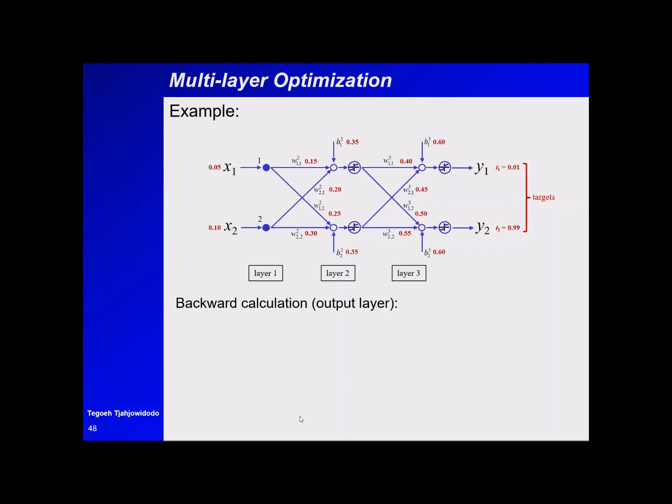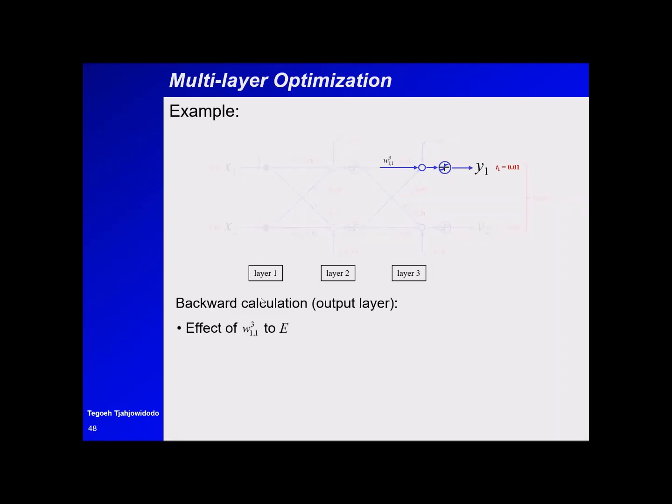And then we need to update the weightage one by one. So we start with the last layer because we have to move in a backward way. We start from the last layer, and I will start from the first neuron. From here, we will update first for this weightage. What is the effect of this weightage to the total output?